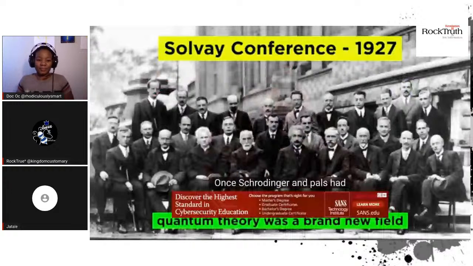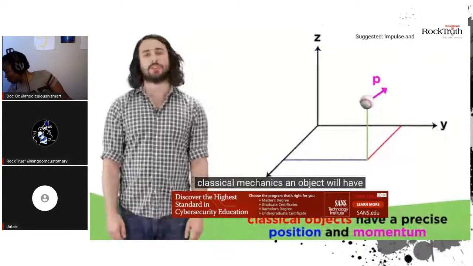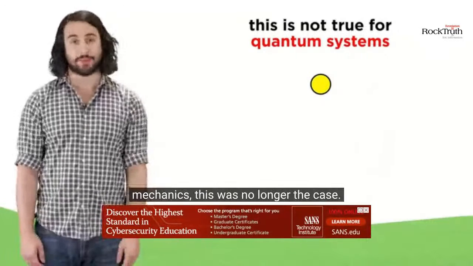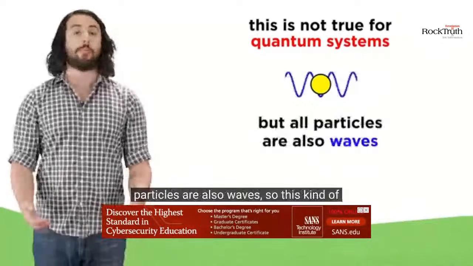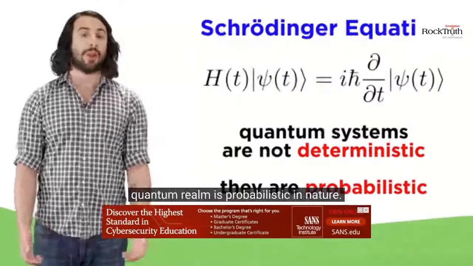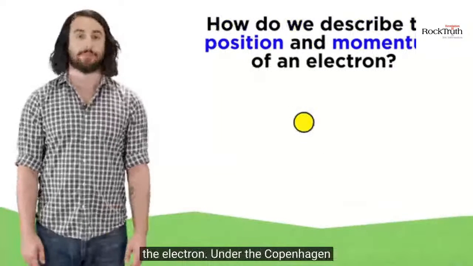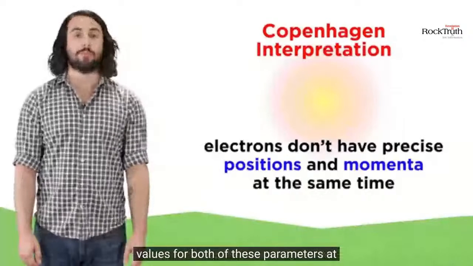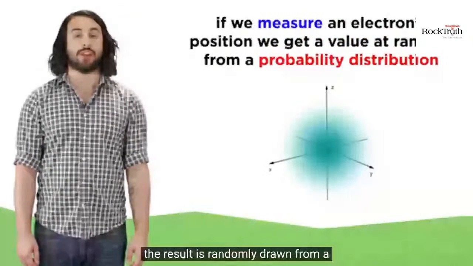Once Schrödinger and pals had sufficiently developed the brand new field of quantum mechanics, some perplexing implications arose. For one, in classical mechanics, an object will have a precise value for its position and momentum at all times. In quantum mechanics, this was no longer the case. If a quantum particle were to have precise values for position and momentum, it would simply be a particle. But all particles are also waves, so this kind of determinism no longer applies. Instead, as we saw with the Schrödinger equation, the quantum realm is probabilistic in nature. This brought about the issue of how to describe the position and momentum of the electron. Under the Copenhagen interpretation of quantum mechanics, an electron simply does not possess precise values for both of these parameters at the same time. So, when we take a measurement, the result is randomly drawn from a probability distribution.